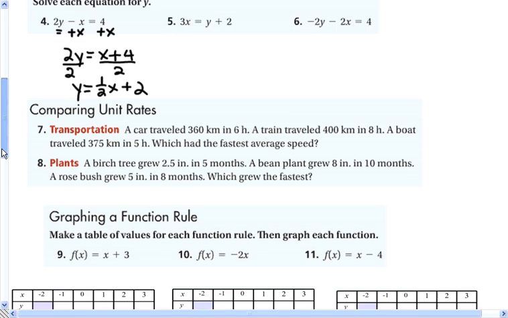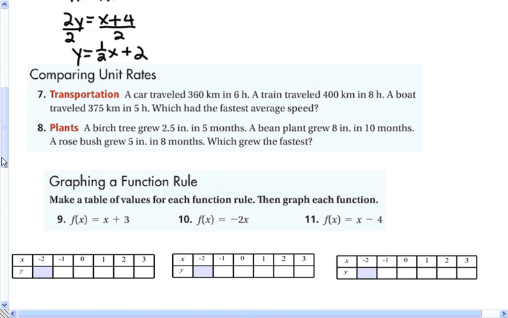Okay, comparing unit rates, transportation. A car traveled 360 kilometers in 6 hours. A train traveled 400 kilometers in 8 hours. A boat traveled 375 kilometers in 5 hours. Which had the fastest average speed? To do that, we're just going to compare these and turn them into unit rates. So I'm going to do 360 divided by 6, which is 60 kilometers per hour for the car. And then if you do the same thing with the other two, you can compare.